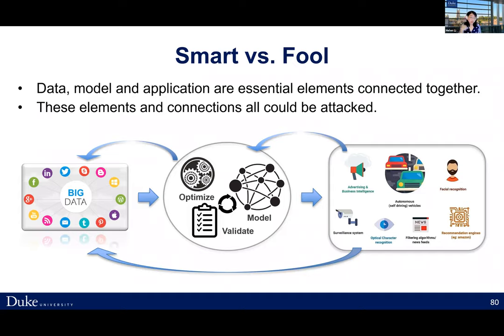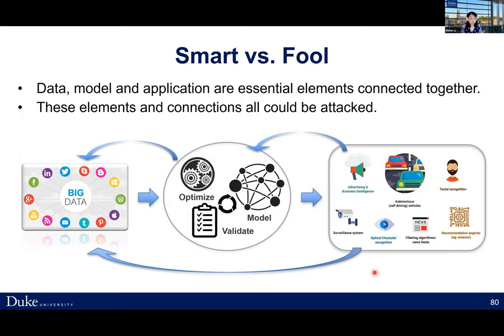Another thing, particular for any intelligent systems, is security and privacy. Those have emerged as more and more important in the past one to two years. What we find is that when we're developing intelligent systems, data, model, and applications are the essential elements, and they all connect together. In other words, all these elements and the connections in between could be attacked. Hardware is also part of it.